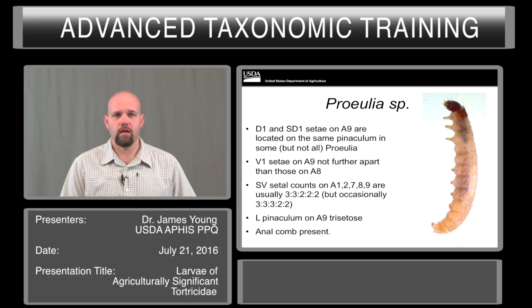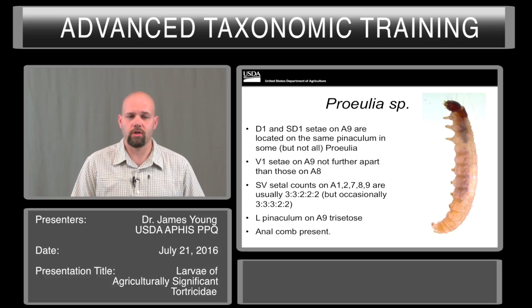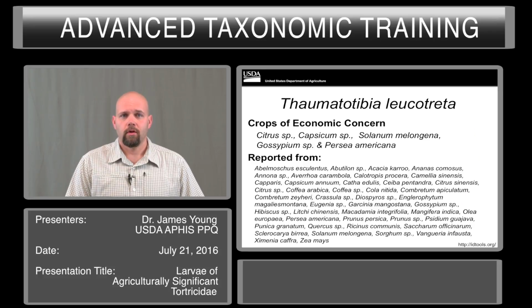The D1 and SD1 CD on A9 are located on the same pinaculum, on some but not all. The VCD on A9 are not further apart than those on A8. The SV setal counts on A1, 2, 7, 8, and 9 are usually 3, 3, 2, 2, 2, but occasionally are 3, 3, 3, 2, 2. Anal comb is present, and the L pinaculum on A9 is trisetose.